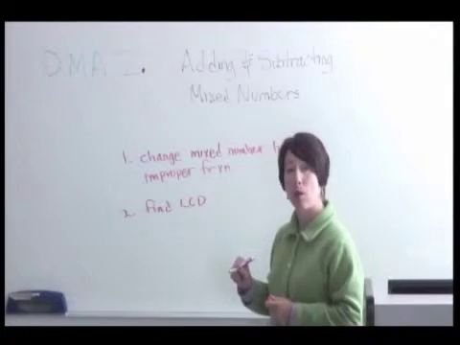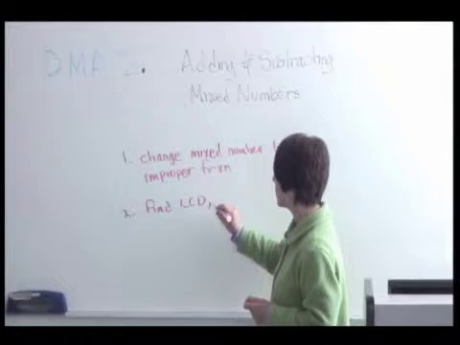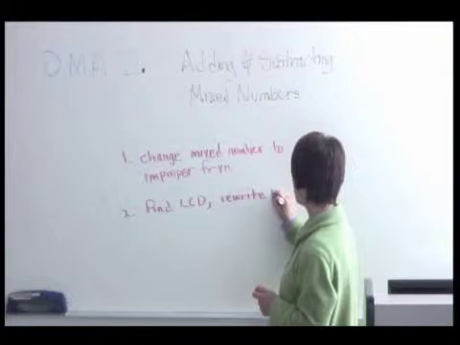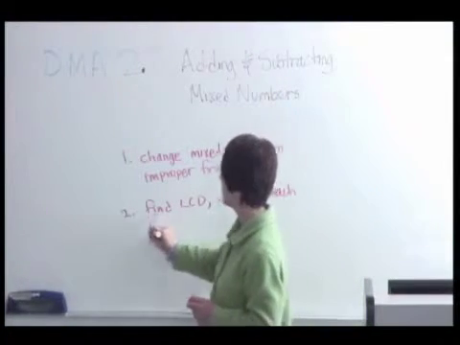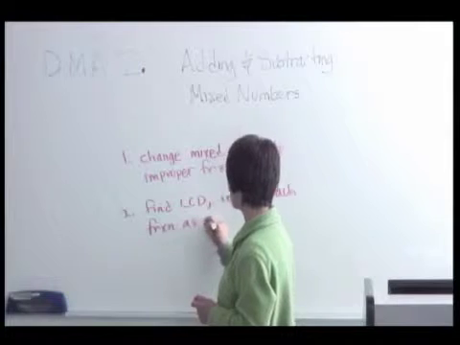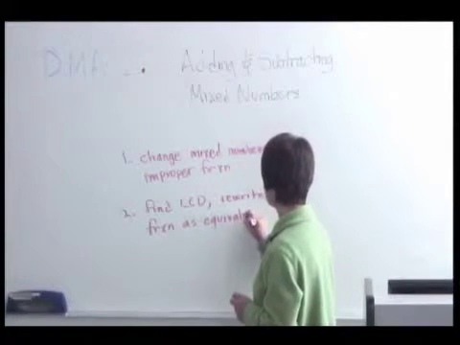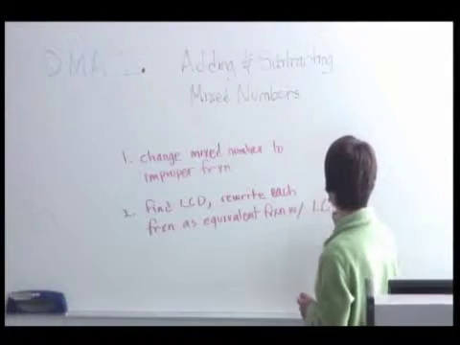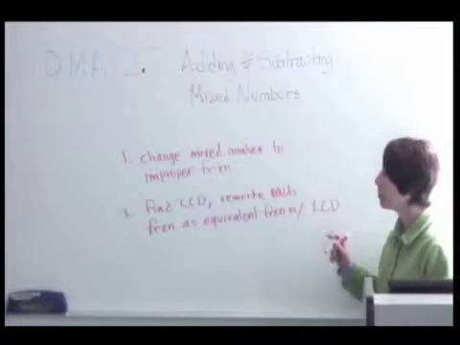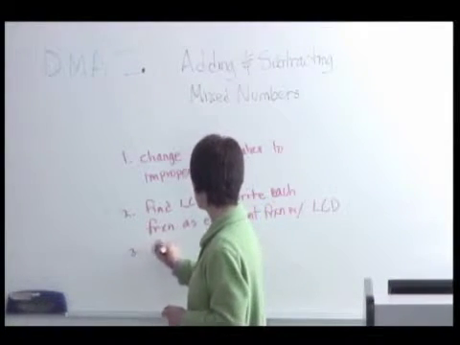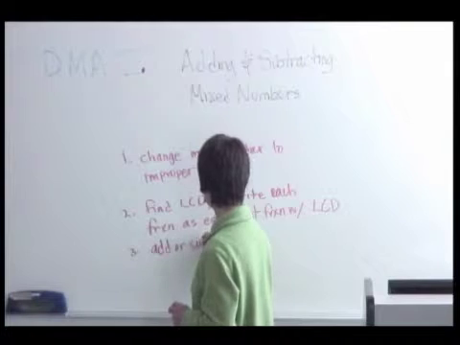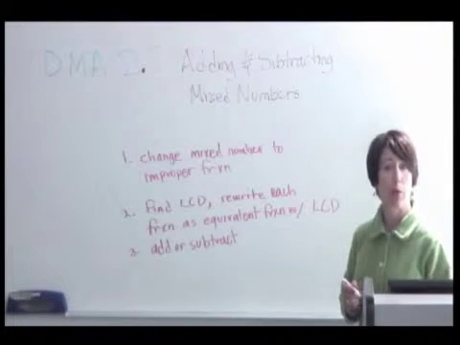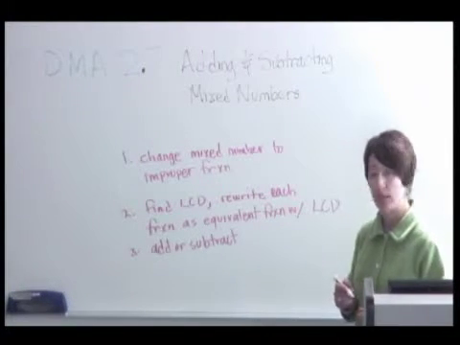Step 2, find the LCD, the least common denominator, if they're unlike fractions, and rewrite each fraction as an equivalent fraction with the LCD as the new denominator. And then step 3, add or subtract. And remember, when we're adding or subtracting fractions, we only add or subtract the numerators. The denominators stay the same.